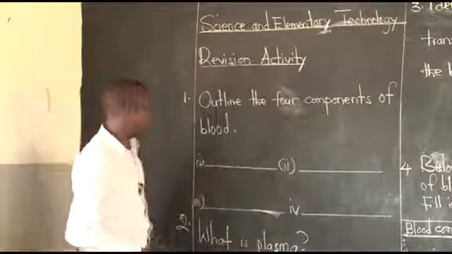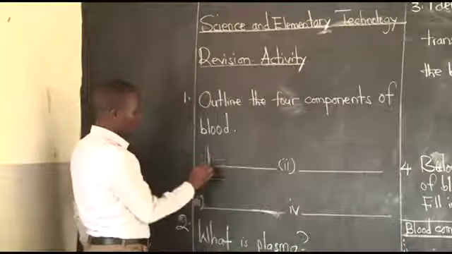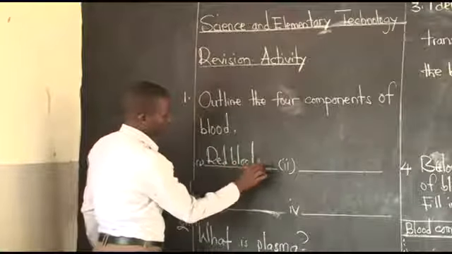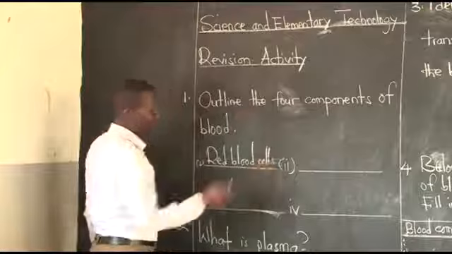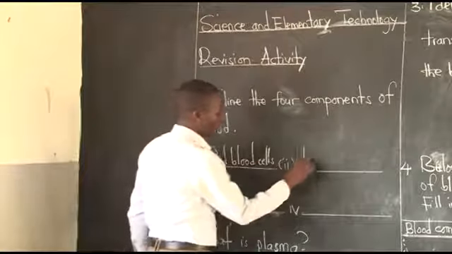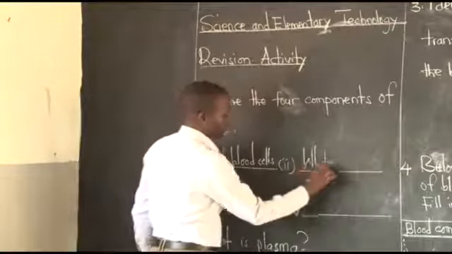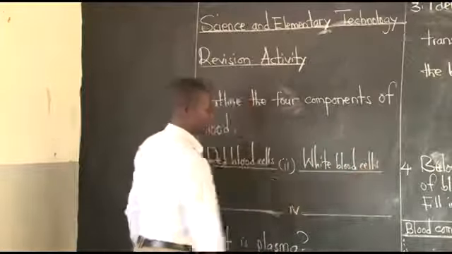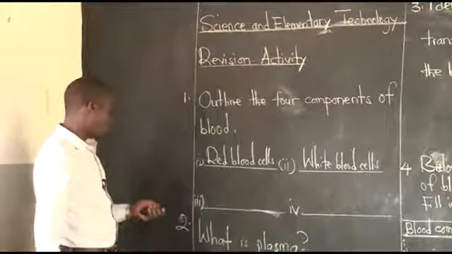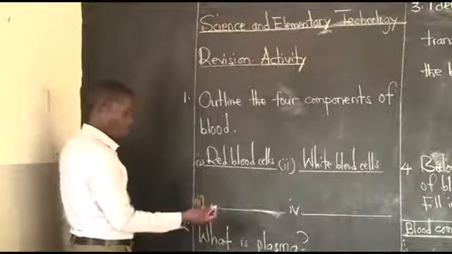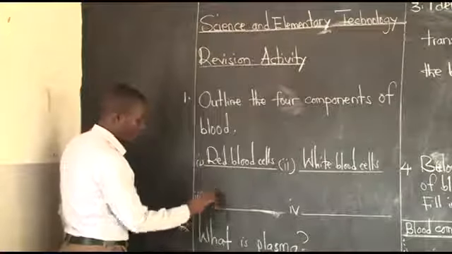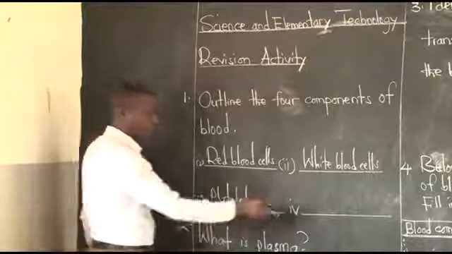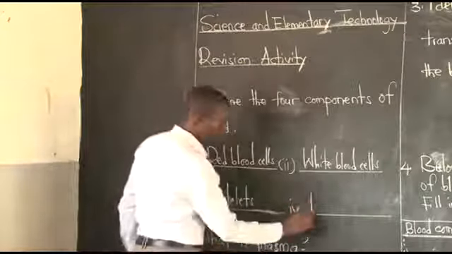So we can write this as, red blood cells as a component. Then part 2, we can talk of the white blood cells. Then part 3 can talk of blood platelets or just platelets. And then lastly, you have blood plasma or just plasma.